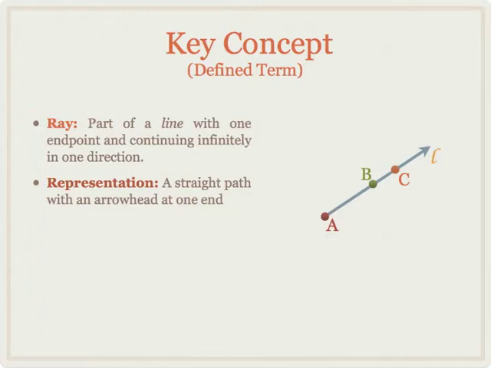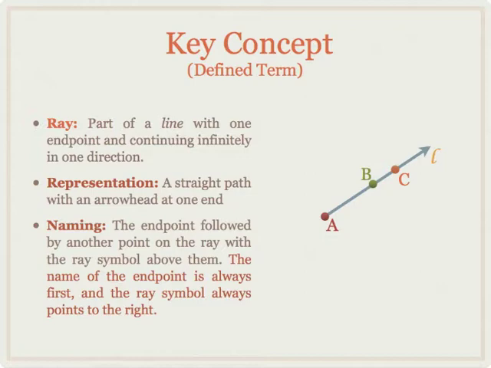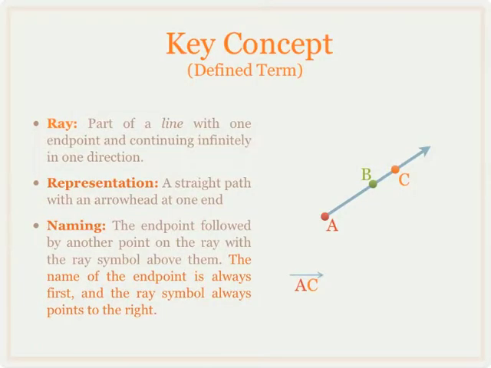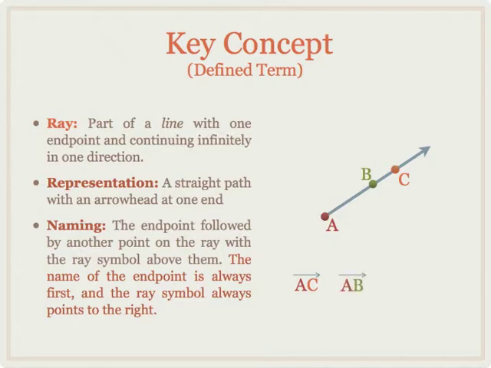We name it using the endpoint first, followed by any other point on the ray, with the ray symbol above it. So we have named this ray, ray AC. Notice that the ray symbol always goes to the right. We could also name this ray, ray AB. But now here's something to be careful of. The endpoint must go first.